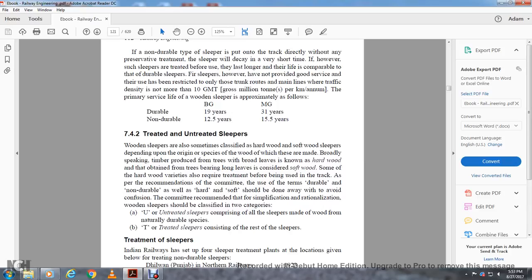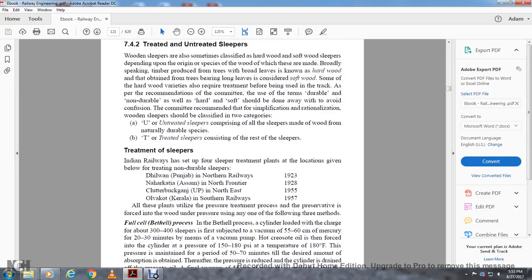The committee's recommendation for simplification and rationalization is that wooden sleepers should be classified in two categories. U for untreated, comprising all the sleepers made with wood from natural durable species. T for treated sleepers, consisting of the rest of the sleepers. The treatment of sleepers: Indian Railways has set up sleeper treatment plants at the locations given below for treating the non-durable sleepers.